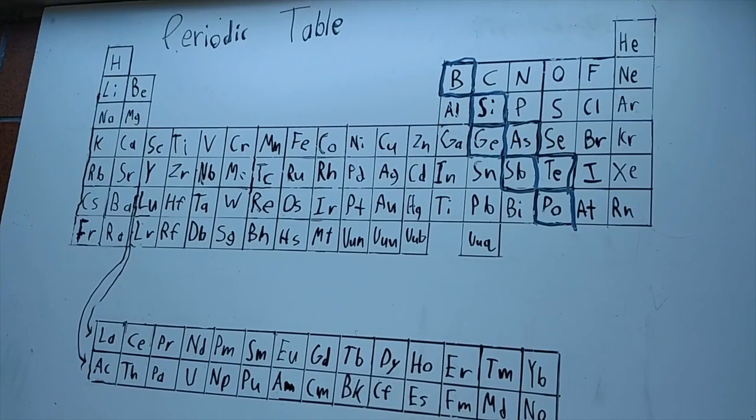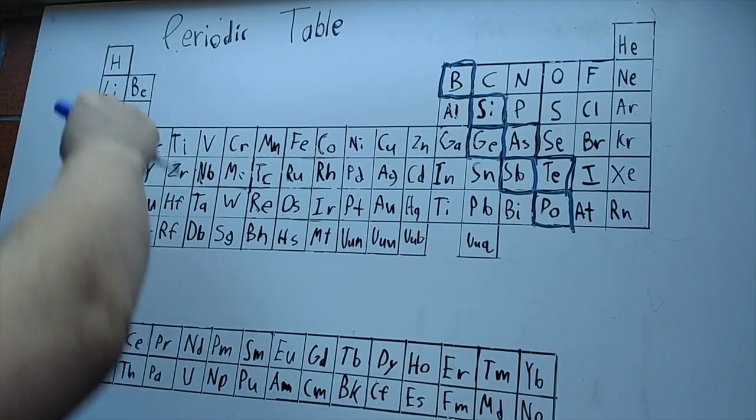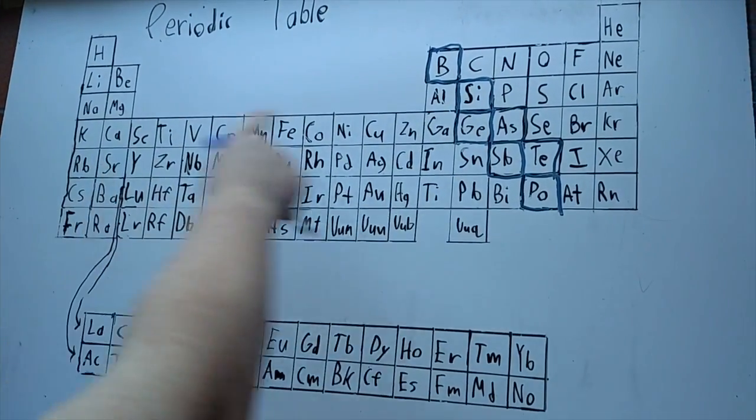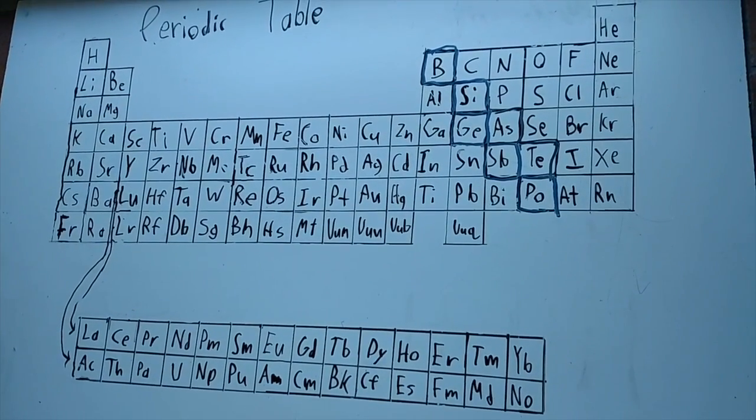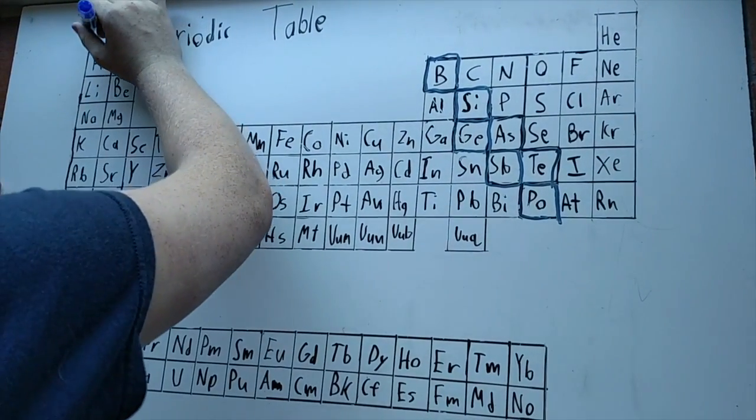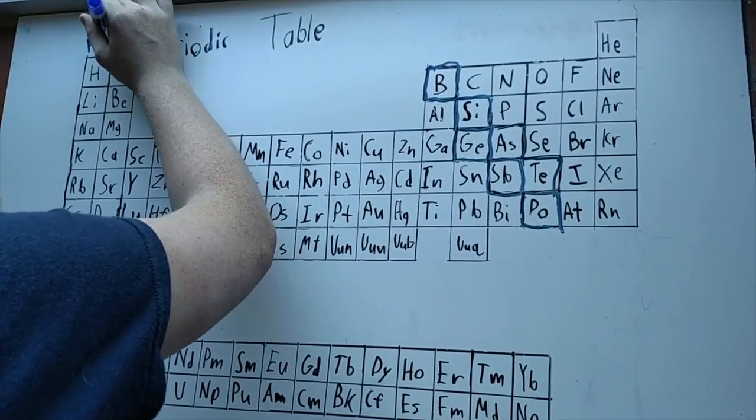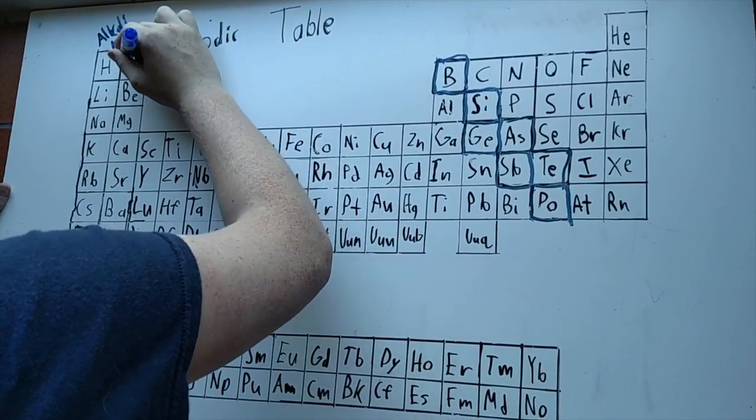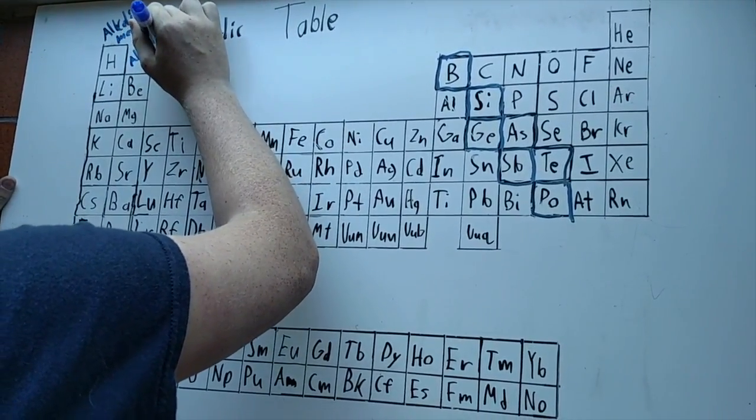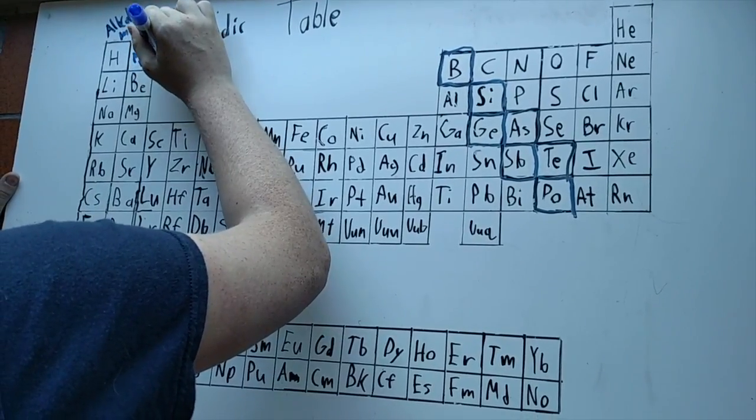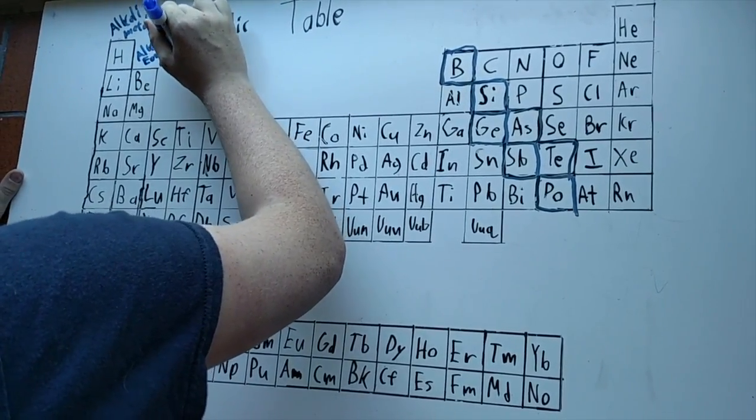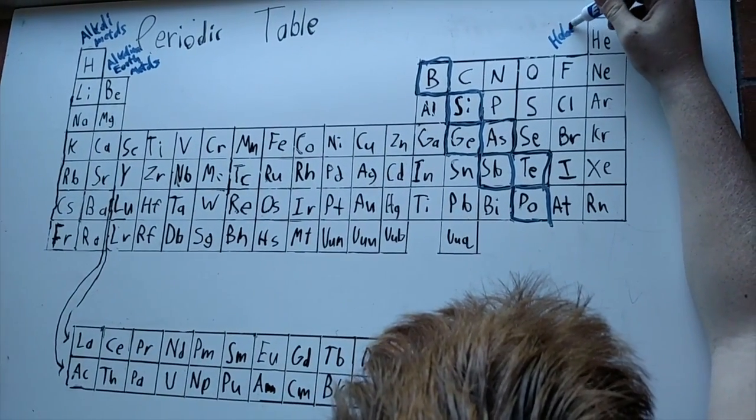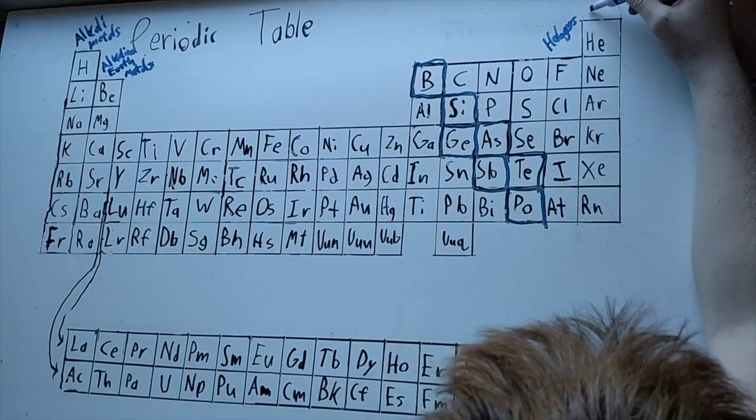On the periodic table, we have two ways of defining the grid-like structure. We have the groups, which are the vertical columns, and we have the periods, which are the horizontal rows. Many of the groups have specific names. This group right here is called the alkali metals. This column is the alkaline earth metals. All the way over here, we have the halogens. And here we have the noble gases.